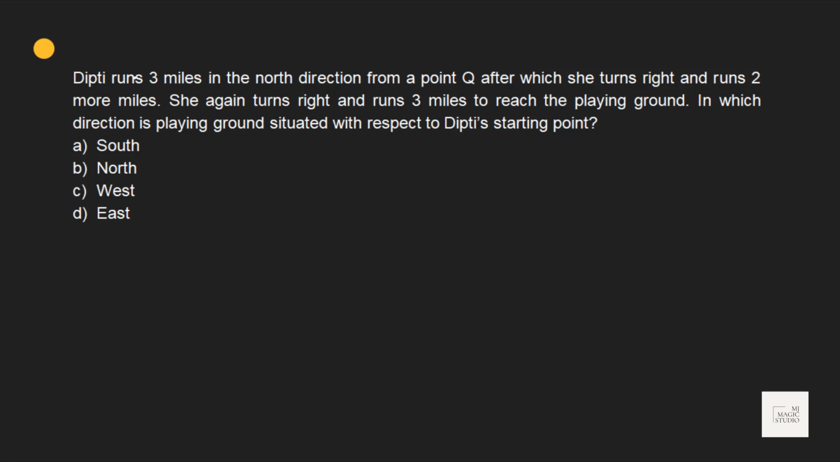Deepti runs 3 miles in the north direction from a point Q. Q is starting point, north direction N, 3 miles. After which she turns right, to my right, and runs 2 more miles towards West Bengal, east. She again turns right, that means down south, and runs 3 miles to reach the playing ground. Playing ground is in south, 3 miles again.